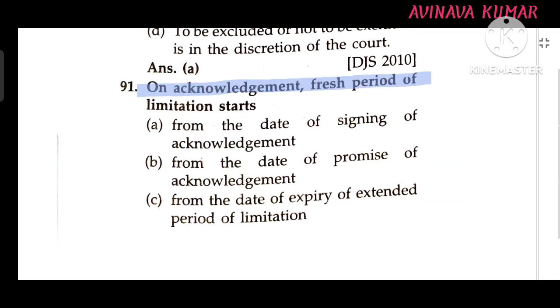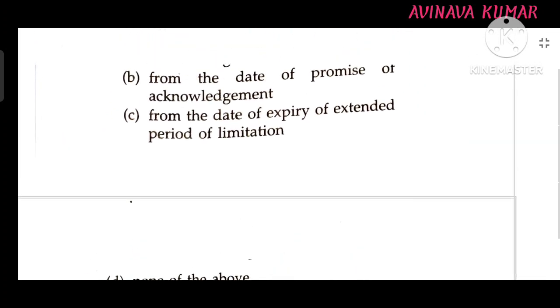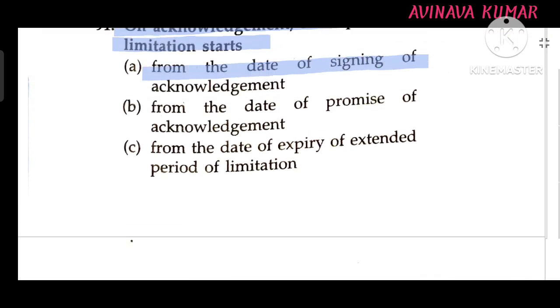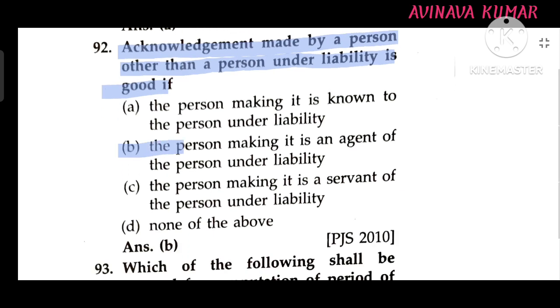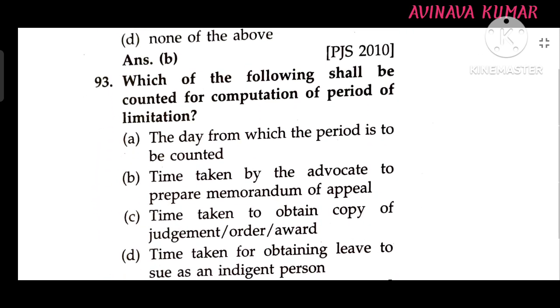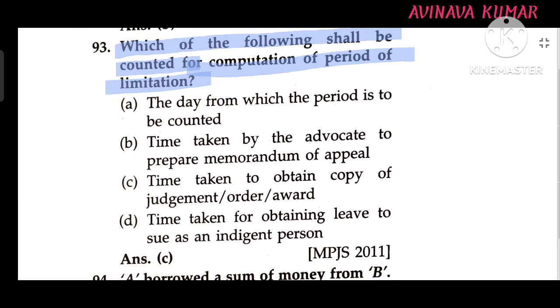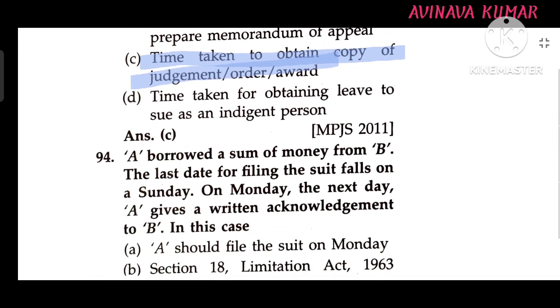On acknowledgement, a fresh period of limitation starts from the date of the signing of the acknowledgement. Acknowledgement made by a person other than the person under the liability is good if the person making it is an agent of the person under liability. Which one of the following shall not be counted for computation of period of limitation? Time taken to obtain a copy of judgment, order, award.